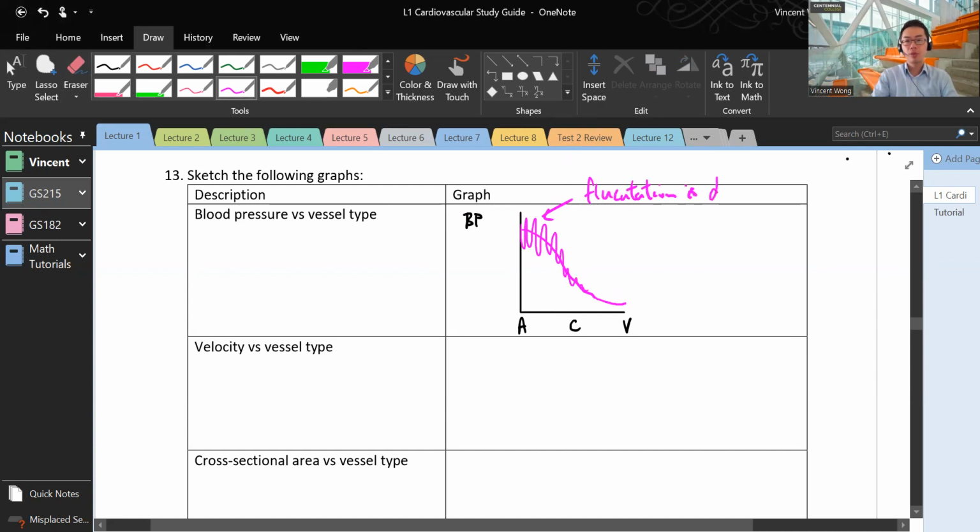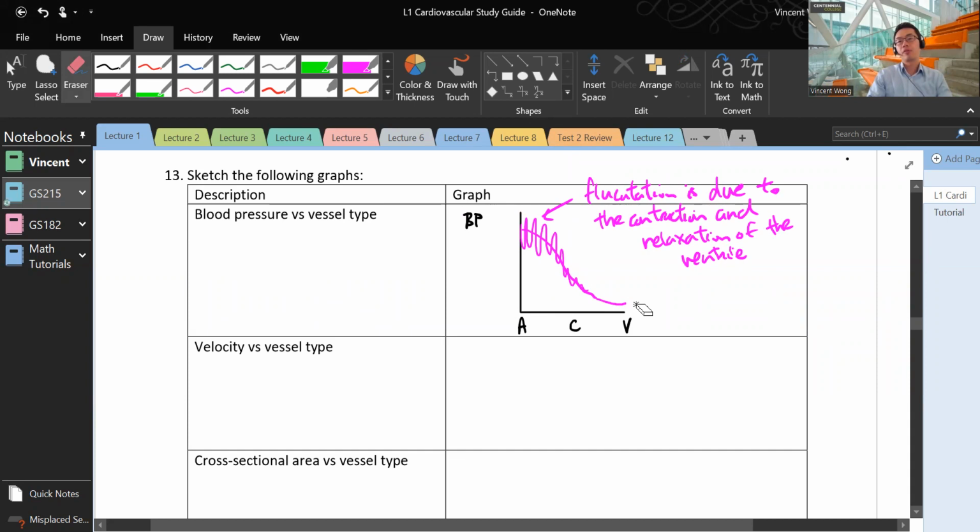is due to the contraction and relaxation of the ventricle. When it's squeezing, it's going to be high. When it's relaxing, it's going to be low.